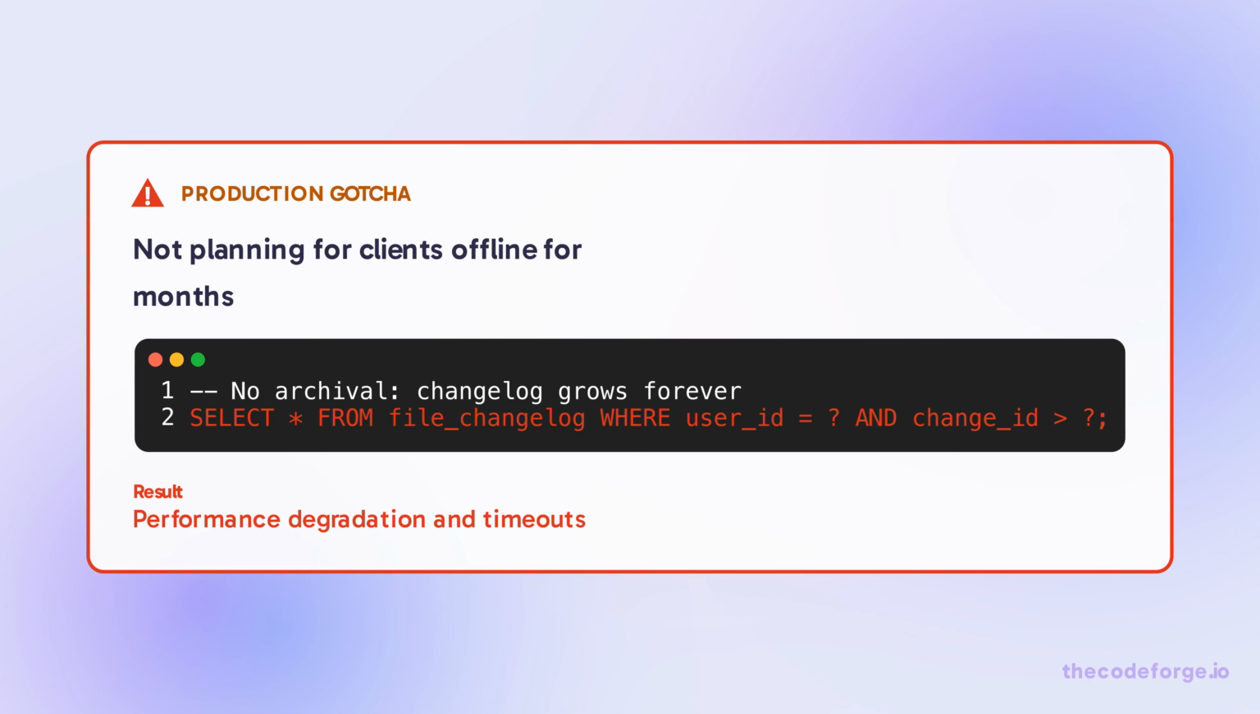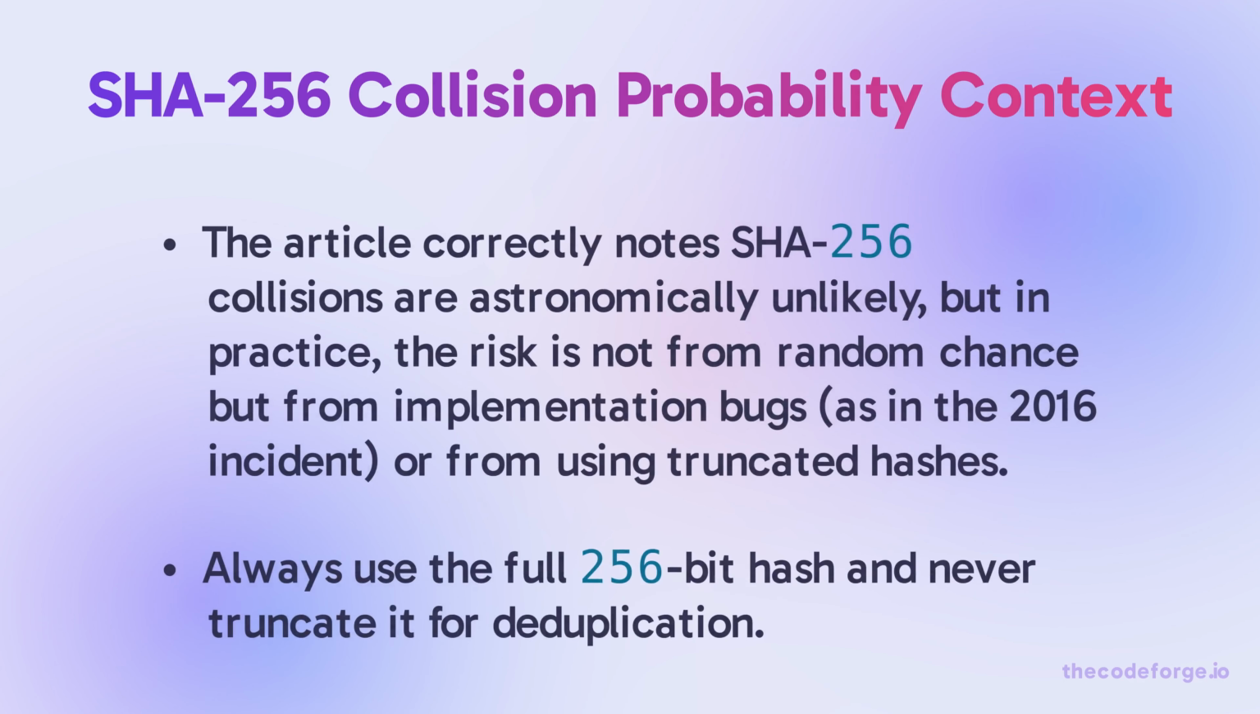If a client is offline for months, the changelog may have millions of entries. Scanning them all causes performance issues. Implement changelog archival, move entries older than 30 days to cold storage, and serve a full file tree snapshot for stale clients.